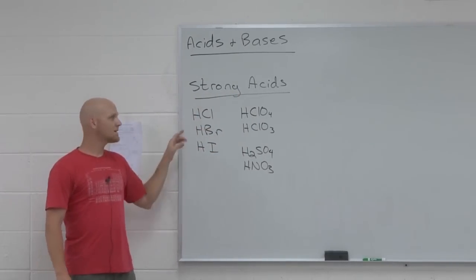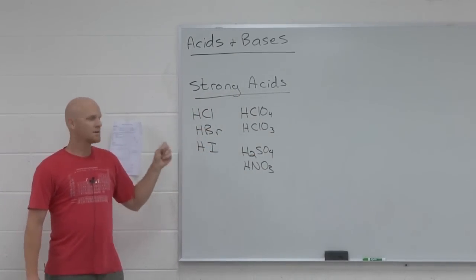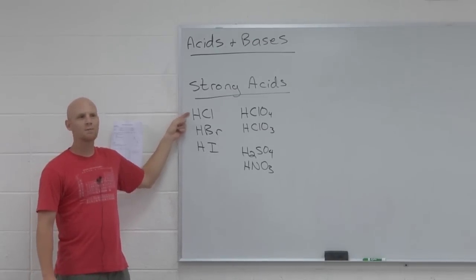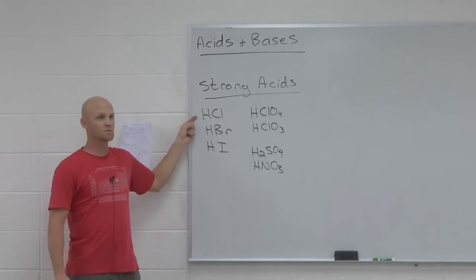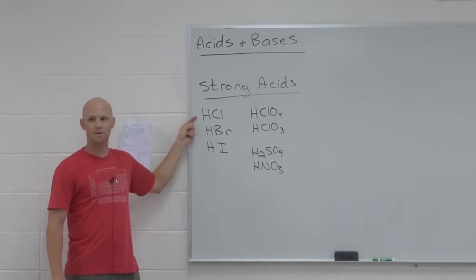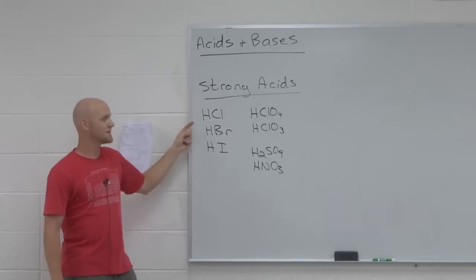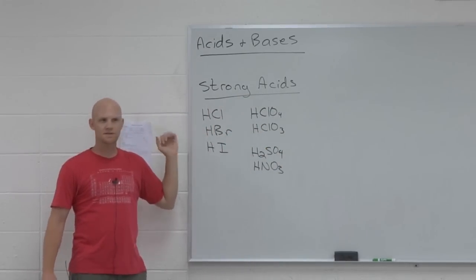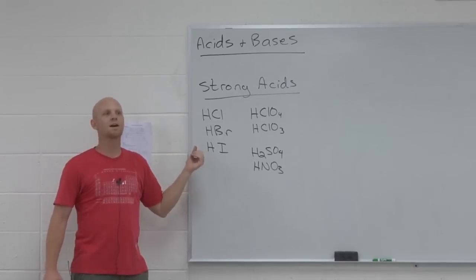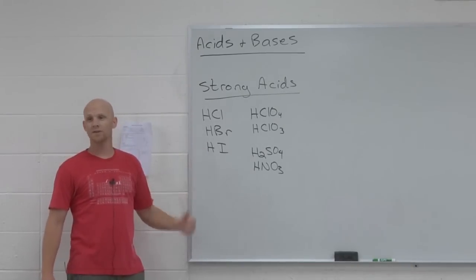If you have HCl and you put it in water, how many intact HCl molecules will you have in that solution? 0. What will you have instead as your acidic species? H3O+. In fact, for all of these, when you put them in water, what will be the only acidic species present in that solution? H3O+. We call that the leveling effect.